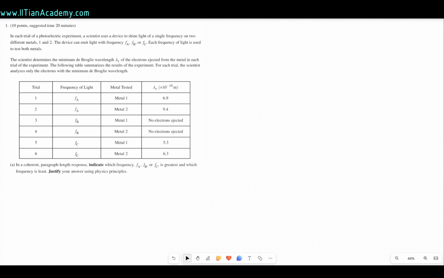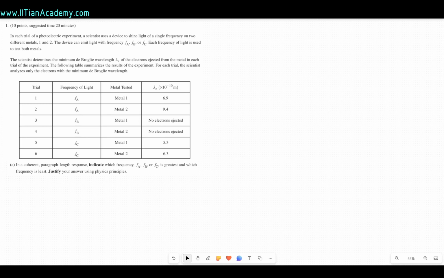So in question 1, we are given that in each trial of a photoelectric experiment, a scientist uses a device to shine a light of single frequency on two different metals. We have three frequencies, Fa, Fb, and Fc, and we test each frequency with each metal. And then we record the de Broglie wavelength of the electrons ejected from the metal.